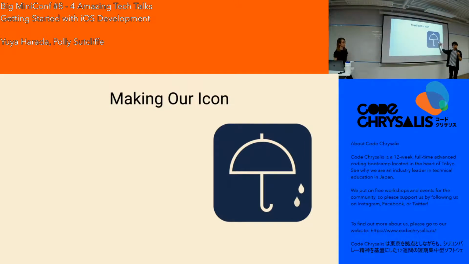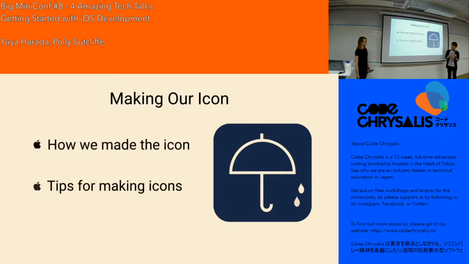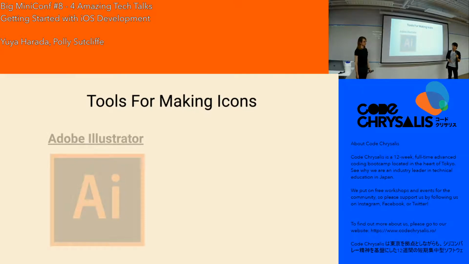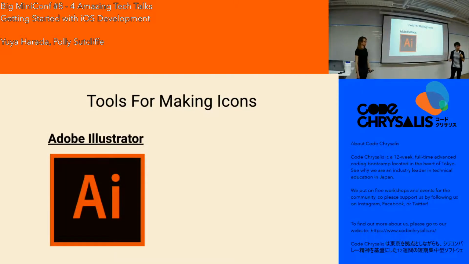And this is something we created for this project, a navy background and a simple umbrella shape. At this point, I want to cover how we made this icon and also some tips we can provide for you. In order to make an app icon, you need to have some sort of graphic design tool. And we use Adobe Illustrator for making our app icon.